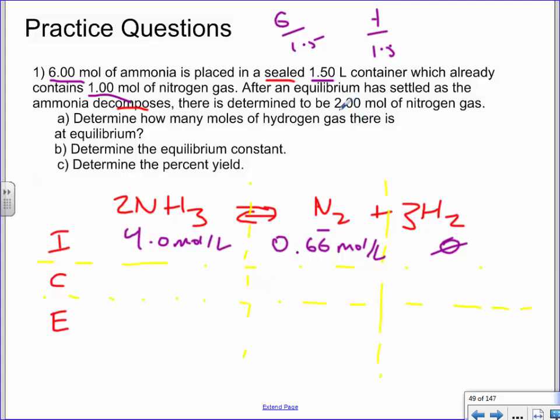Now it does give us one more thing, though. It says after we're done, there's 2 moles of nitrogen when we're finished. So 2 moles in the 1.5 liter container is 1.3 repeating, which means that eventually you have 1.3 repeating moles per liter.